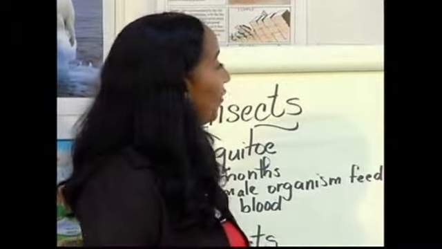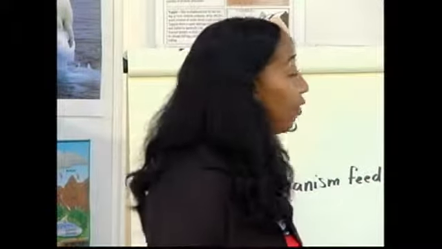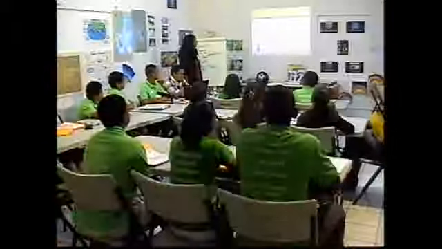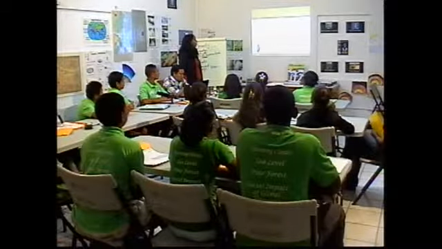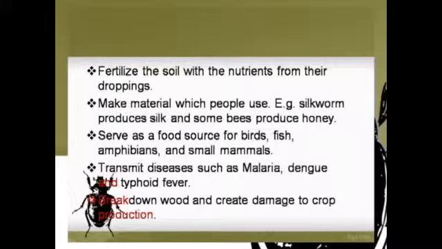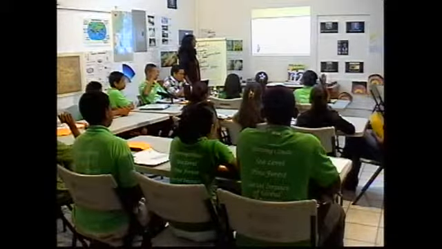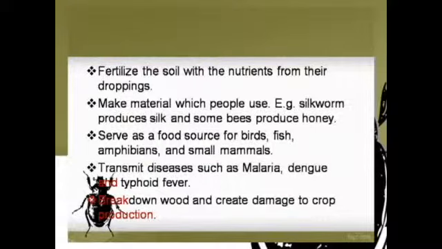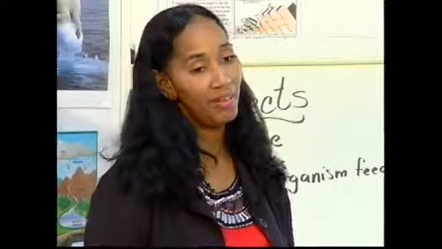A few insects dig burrows that provide channels for water. They fertilize the soil with nutrients from their droppings as well. They make material which people use, such as silkworm, which produces silk, and bees, which produce honey. How many of you enjoy eating honey? Okay. They serve as a food source for birds, fish, amphibians, and small mammals. They also transmit diseases. Insects can be harmful and beneficial.